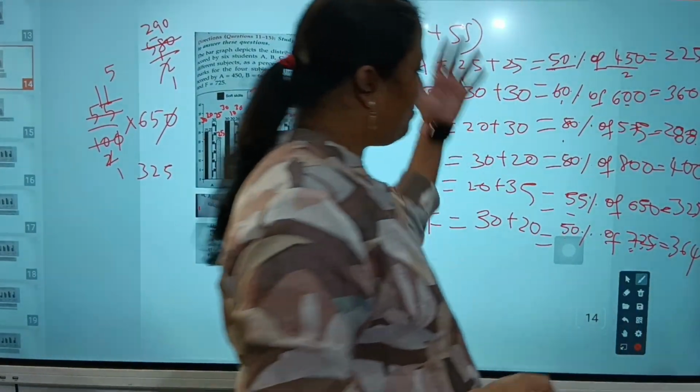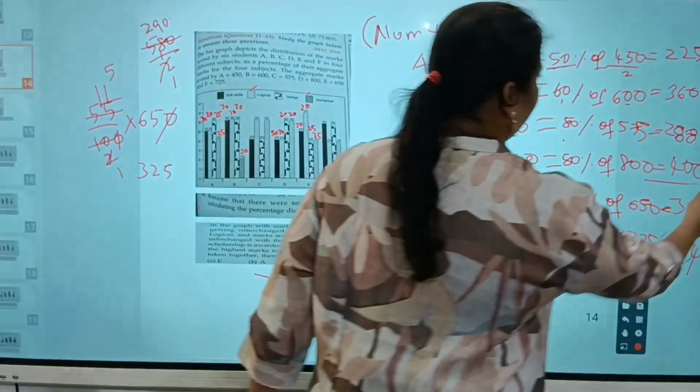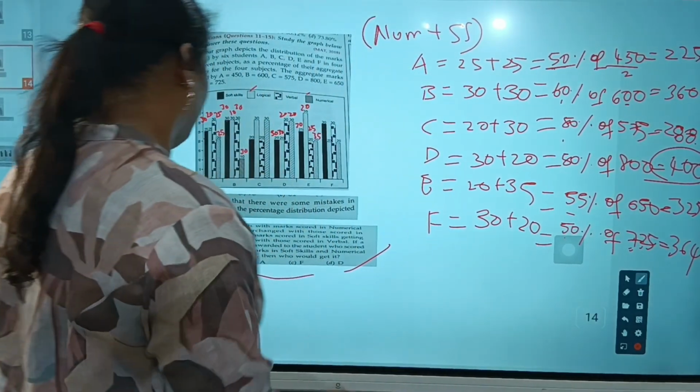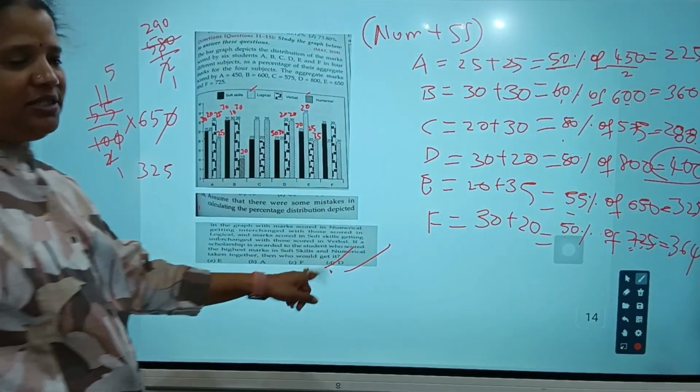So who got the maximum marks now? 400. D got the maximum marks. So D is the answer in this case.